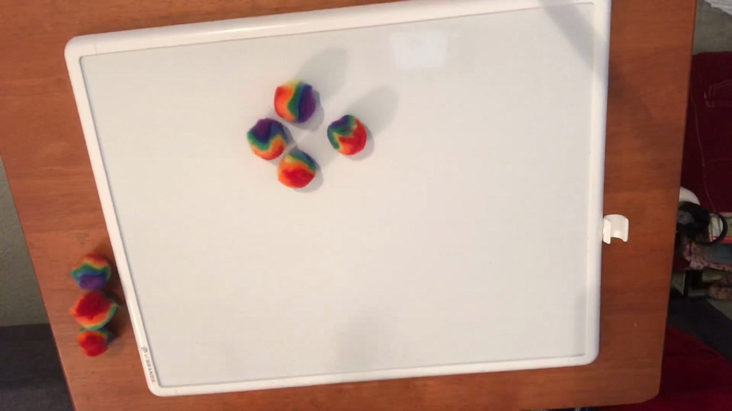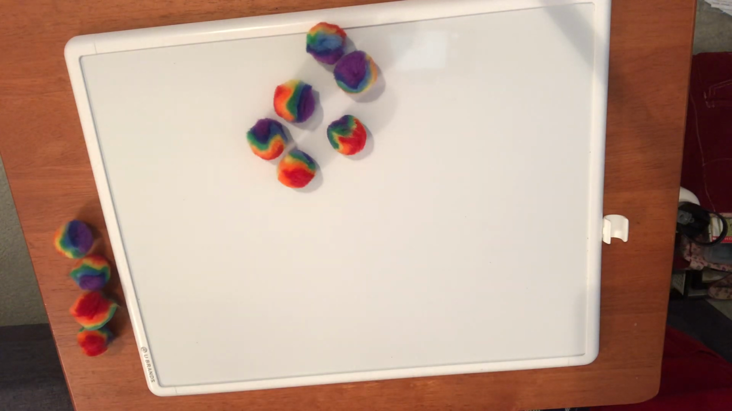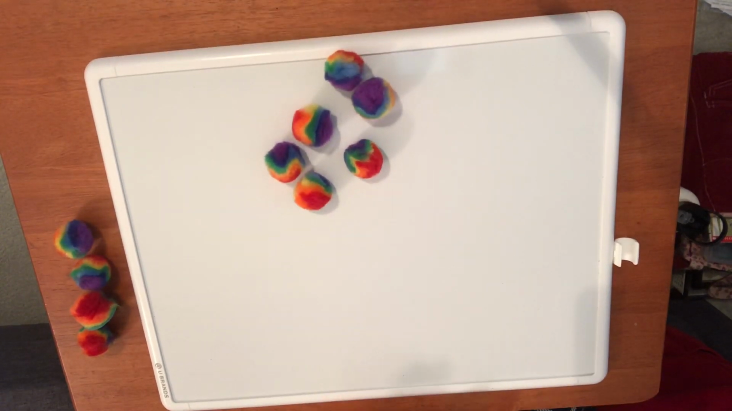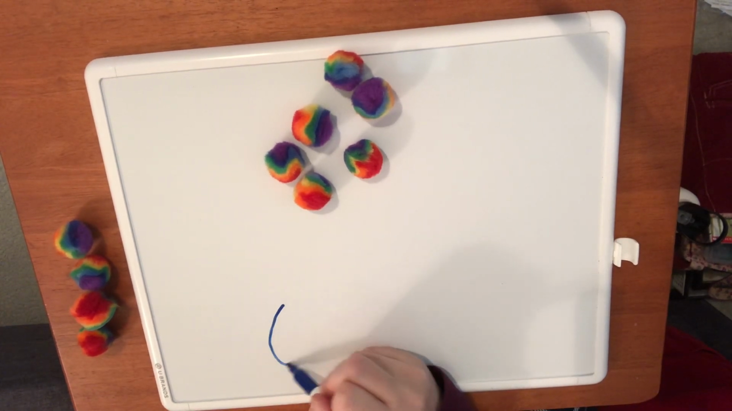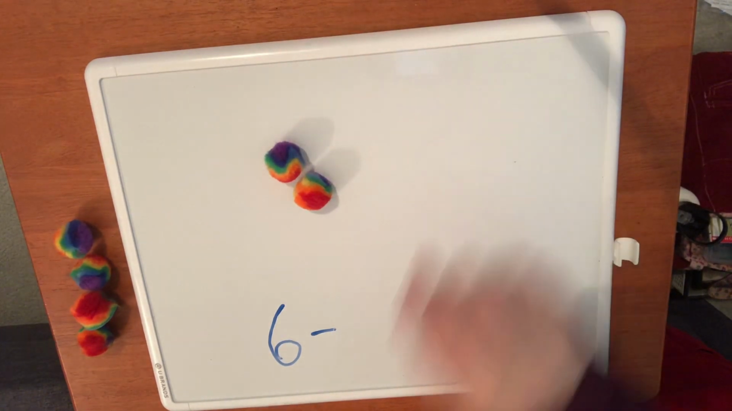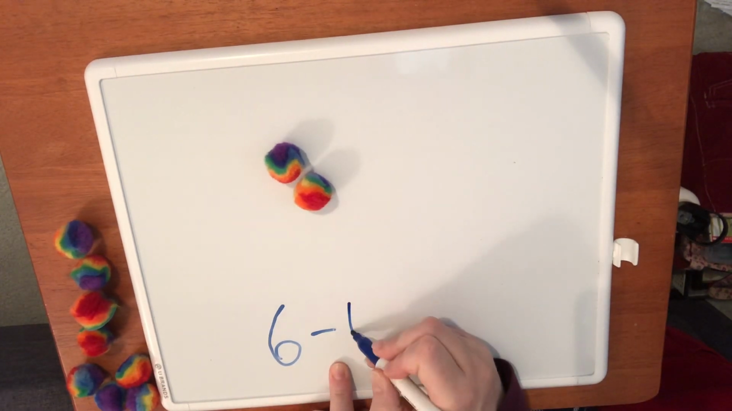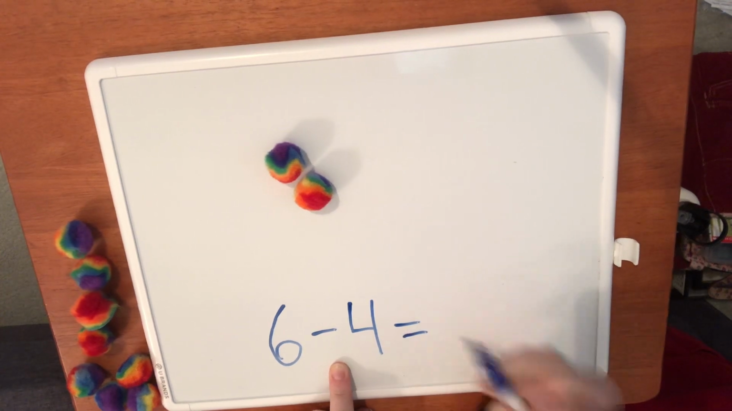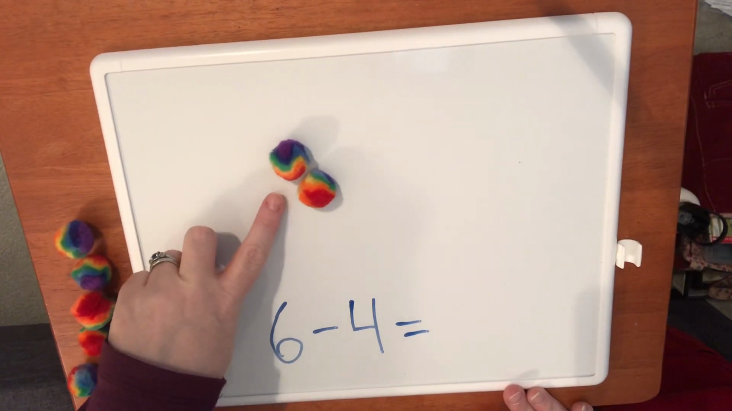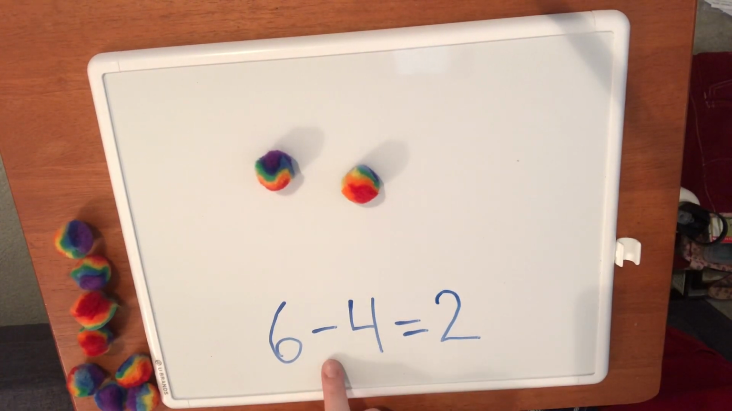Now I have 6 pieces of candy. And my 6 pieces of candy, Jace decides that he would like to eat some of my candy. So Jace comes and eats 4 of my candies. So I had 6, but Jace ate 4 of them. And now, how many candies do I have left? I have 2 candies left because 6 take away 4 equals 2.